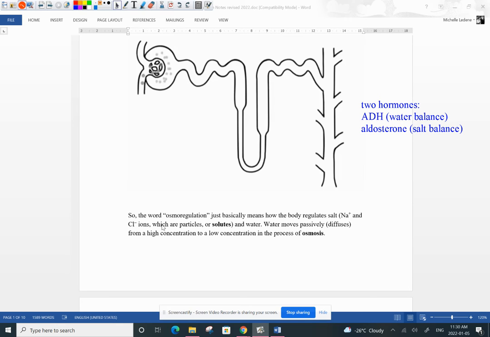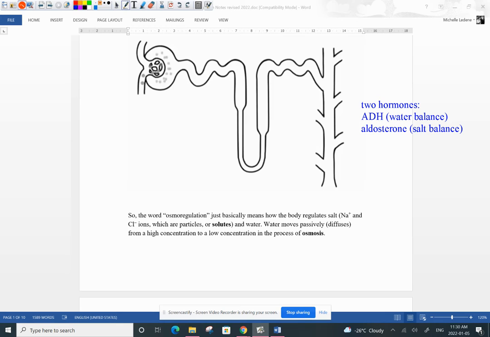osmoregulation, and it just has to do with regulating salts, so sodium chloride is salt. So that means sodium ions and chloride ions. These are particles or electrolytes or solutes, they're particles. And also the regulation of water. So the reason why it's called osmoregulation is because water moves, it diffuses, it's passive transport from high to low concentration. And that process is called osmosis.